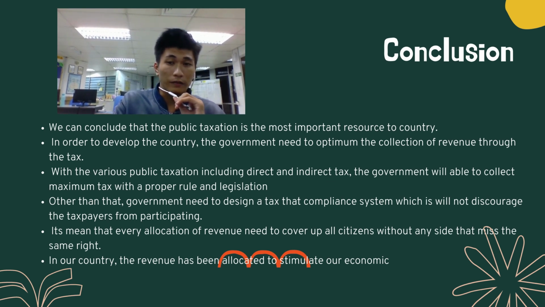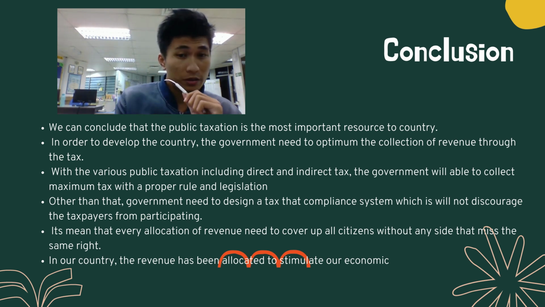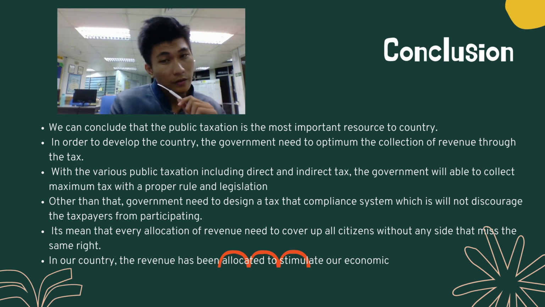So to develop a country, the government needs to optimize the collection of revenue through tax with various public taxation, including direct and indirect tax. The government will be able to collect maximum tax with proper rules and legislation. We can take a word from Abraham Lincoln, which is the government for the people, by the people, for the people, showing that the revenue is collected by the government, then it will be allocated to country development such as public transportation, education, the economy, and also the health department.